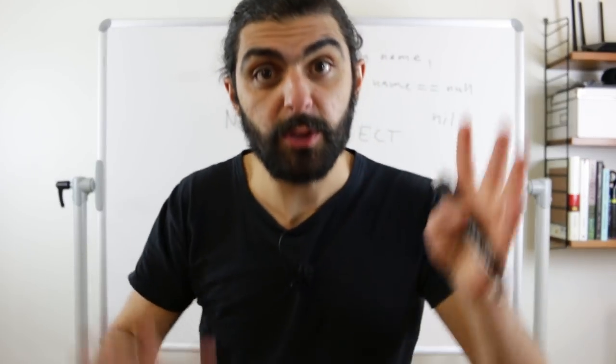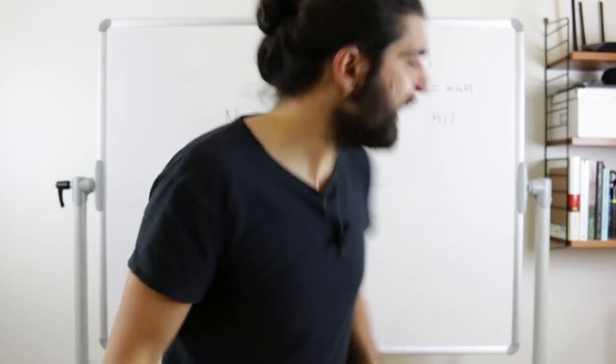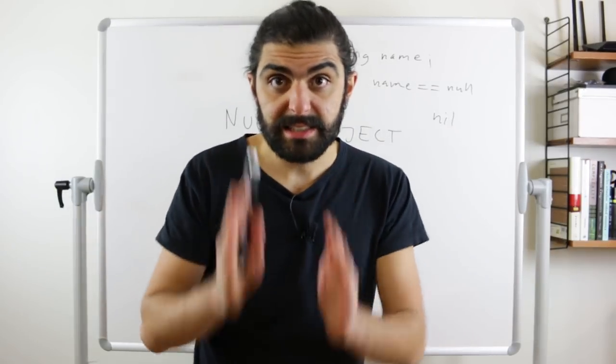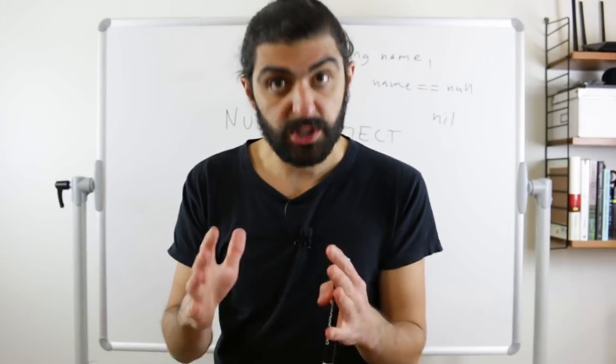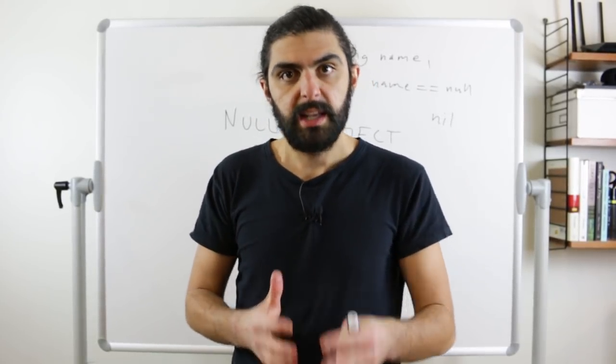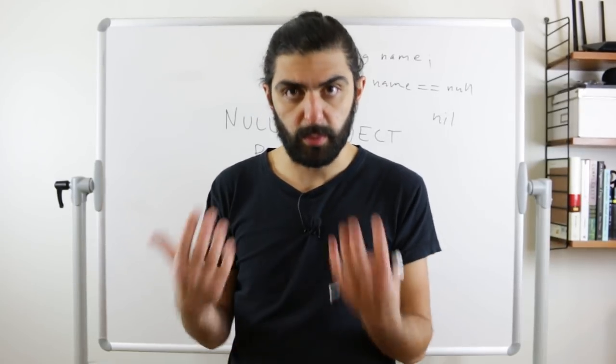But enter the null object pattern. Why do we need a thing such as the null object pattern? Well, it addresses exactly this problem. In object-oriented programming, I would say that one of the key things that we do is that we replace conditionals with polymorphism.